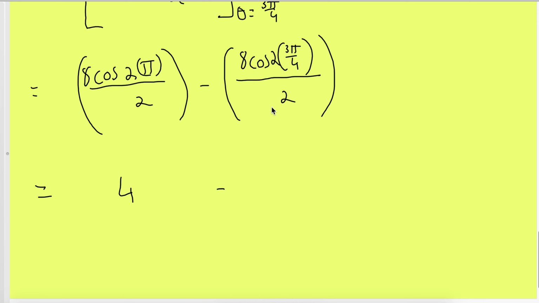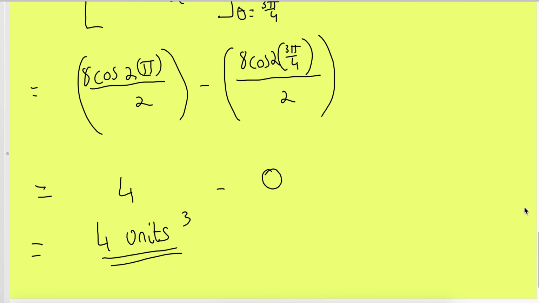Cos, and again I'm just checking the calculator because it's been a long time. And that bit there just gives me 0 over 2, which is 0. So my final answer is 4 units cubed.